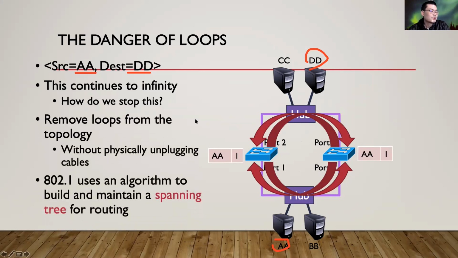So how do we stop this kind of infinite loop? We want to remove the loop. Maybe we don't send anything through this link, and you stop right here and don't go to the other side. So we need to remove the loop from the topology, but we don't physically unplug the cables; people can just configure everything. We logically assume this link will never be used.